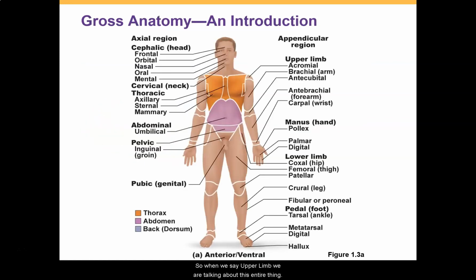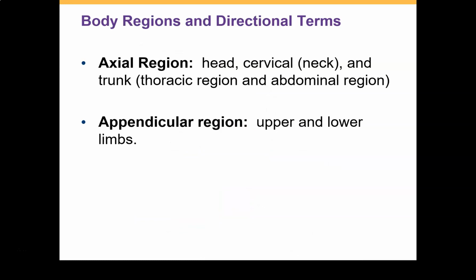So when we say upper limb, we are talking about this entire thing. This entire thing is not the arm. Most of us refer to the upper appendage as the arm, but no, the arm is really only from the shoulder to the elbow. That's it. From the elbow to the hand, this is the forearm. So collectively, the arm and the forearm is known as the upper appendage or the upper limb.